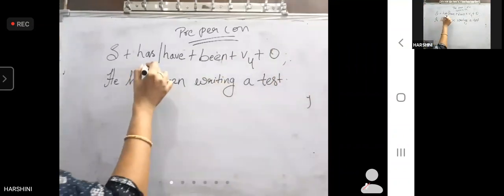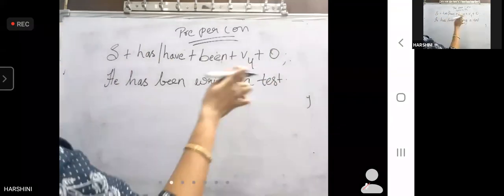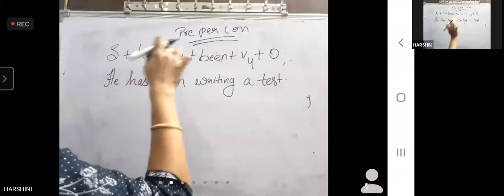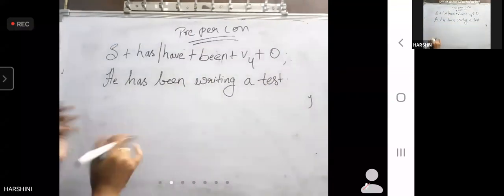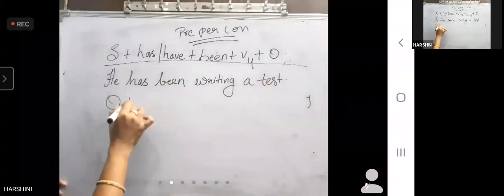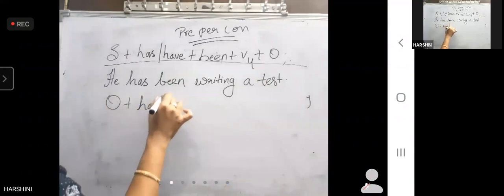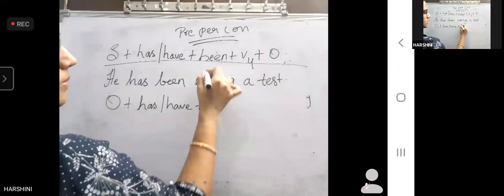If it is past perfect, had been. If it is future perfect continuous, will or shall plus have been. So same structure for all, means just a change here in have forms. Now let us understand only the structure. Object plus has or have plus this been.